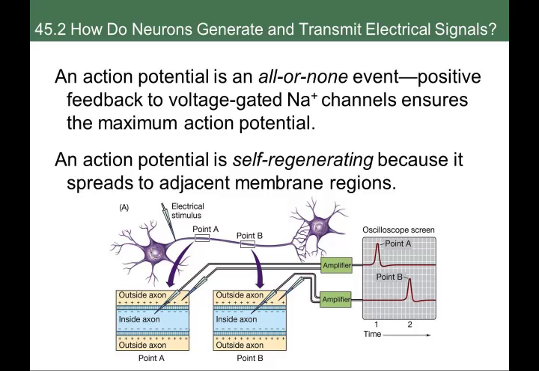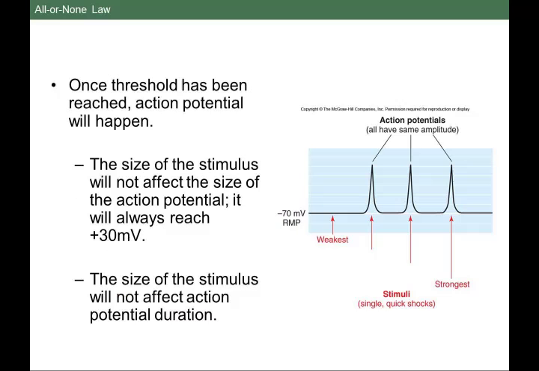Okay, so once the action potential is initiated, right here at the axon hillock, then basically it will travel unidirectionally, and that's again because of the refractory period of the channels after they've opened and closed. And so what you can see then is that this is self-regenerating. Once it's initiated at the axon hillock, it will travel the length of the axon until it gets to the very end.